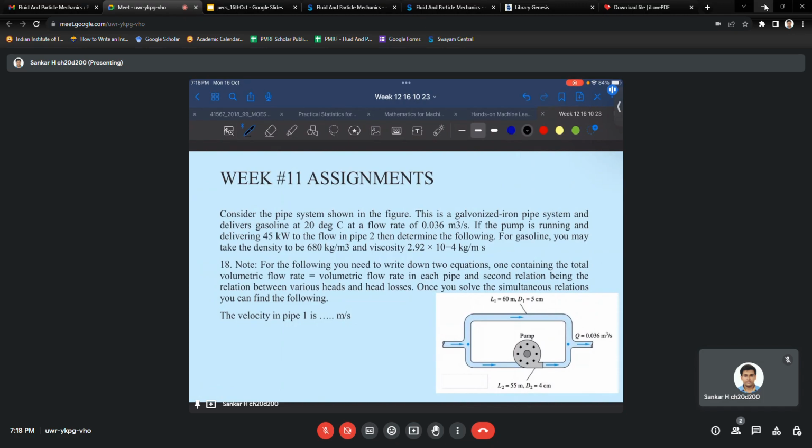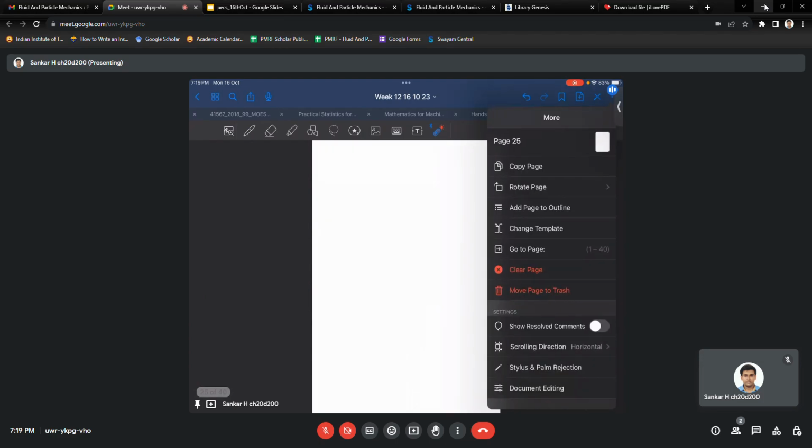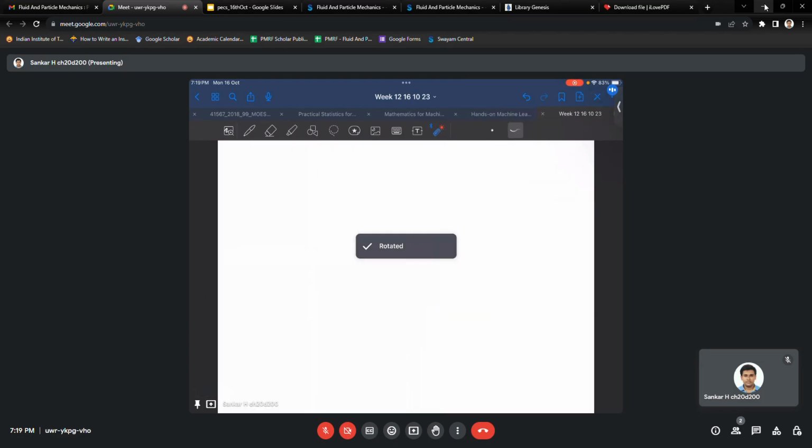Now what we need to do is solve a set of equations to find the velocity, the Reynolds number, the friction factor, and the volumetric flow rate. These four parameters have to be calculated by simultaneously solving two equations. One contains the total flow rate, Q as Q1 plus Q2, and the second relates the head loss in each of them. Let me tell you how to solve them.